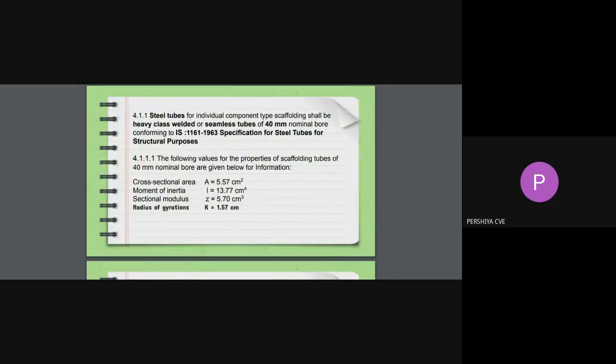Steel tubes for individual component type scaffolds shall be heavy class welded or seamless tubes of diameter 40 mm as mentioned in IS 1161-1963, the specification for steel tubes for structural purposes.